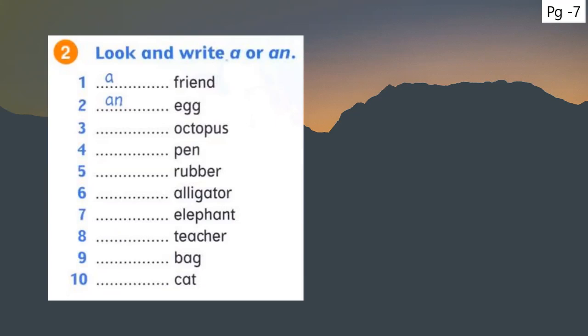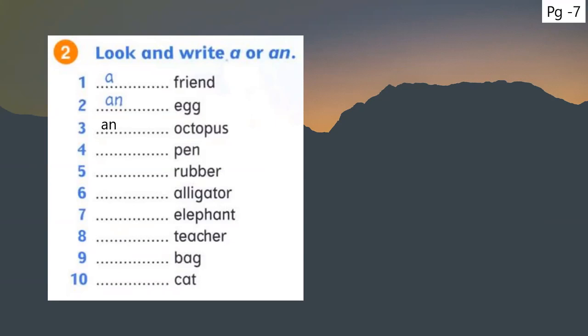Egg, egg. That's right, an egg. And next one, octopus. A octopus or an octopus? The first sound is octopus, right? So that's why we have to use an with octopus. If you see the word, pronounce it that way and you can be correct. If you are going to do this exercise, you have to pause the video. You can find this one on page number seven, exercise number two. If you have done, you can check your answers. If you haven't done yet, pause the video and do the exercises.